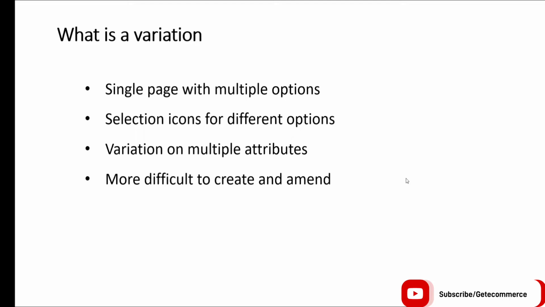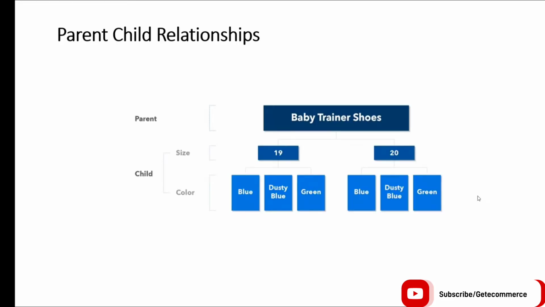At the heart of creating Amazon variations is the parent-child relationship. A parent SKU is the overall family SKU. In this case, it will be the baby trainer shoes. The child SKUs are the combinations of size and color. For example, you would have one child that is size 19 and blue, another will be size 19 and dusty blue, and another will be size 20 in blue. So altogether here you have one parent SKU and 6 child SKUs.